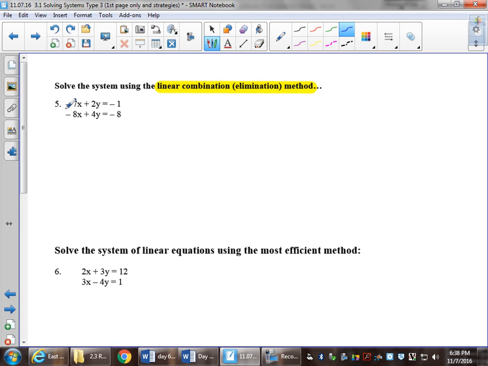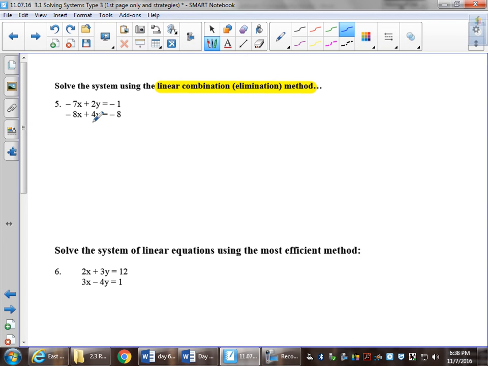Well, if we look at the x values, this is a negative 7x. This is definitely not a positive 7x. Same thing with the y's. I don't see a positive 2y and a negative 2y, or a positive 4y and a negative 4y, which means I'm going to have to do some work to get my inverses.